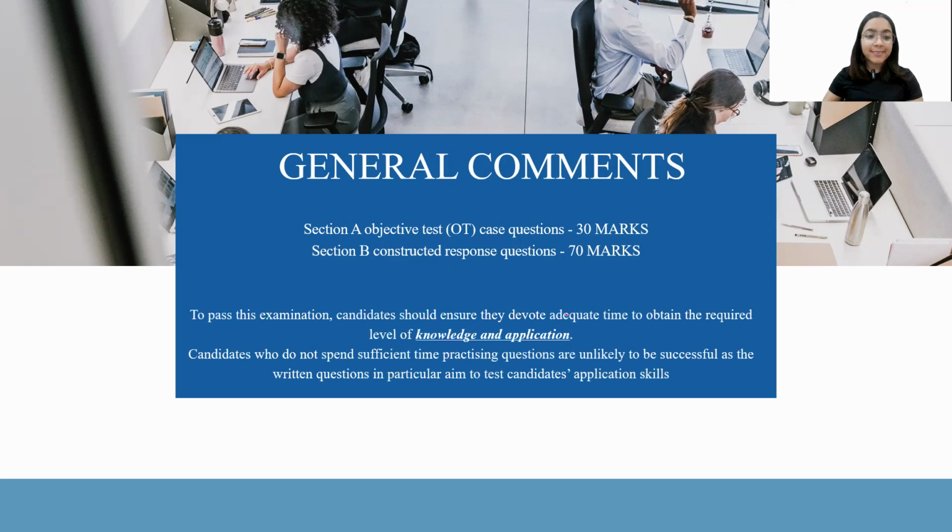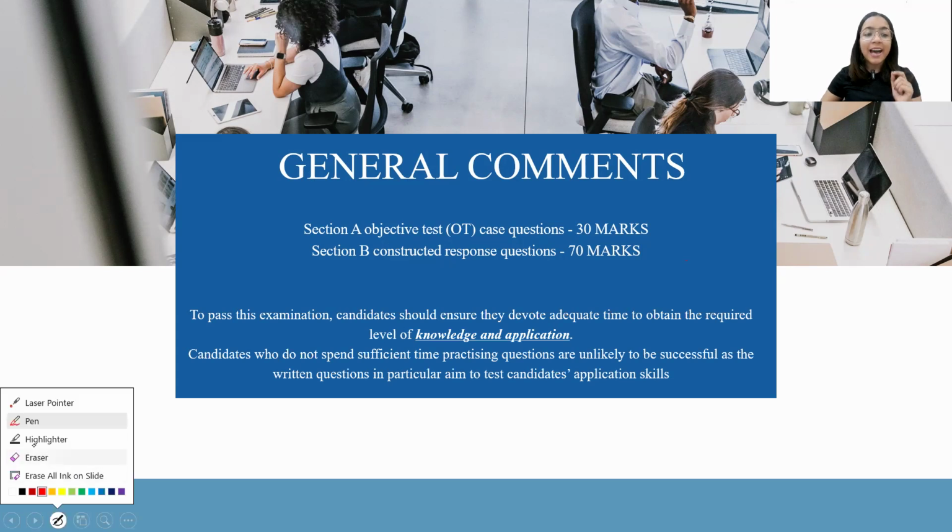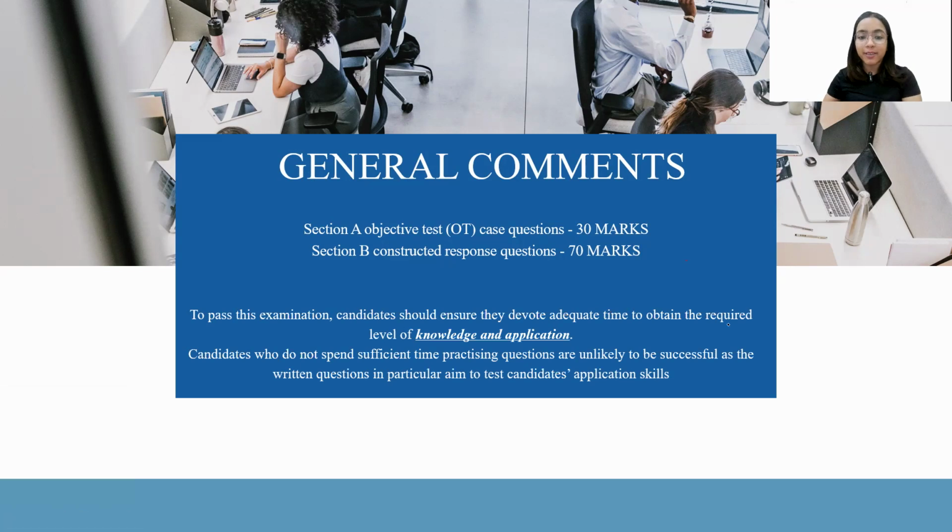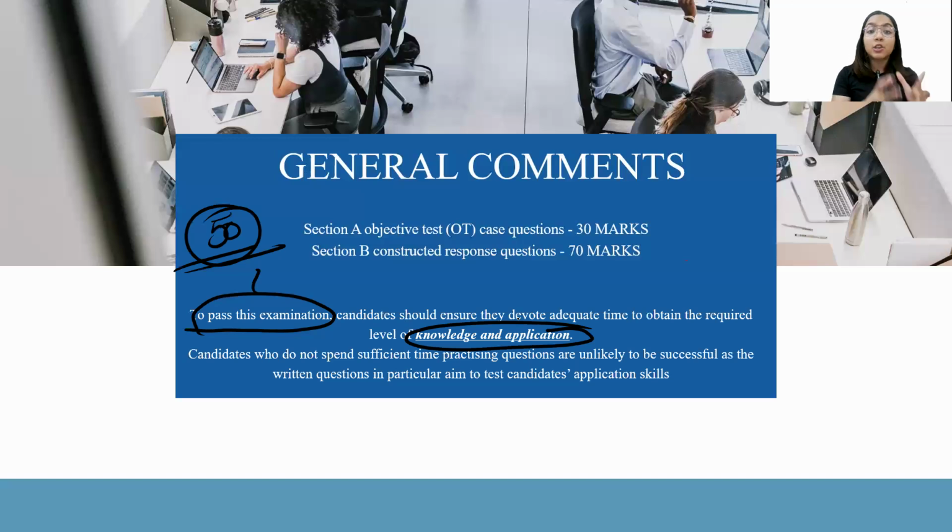Now, the examiner has told us a very, very important thing, and this is one of the comments that I keep on repeating in my live classes as well. To pass this examination, that is, in order to get 50 marks, you should ensure that you have a combination of both things: you have enough knowledge and you have enough application skills.